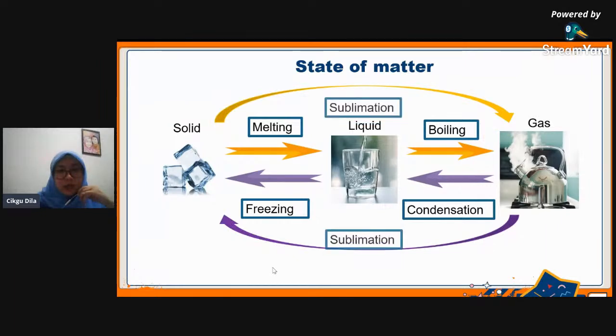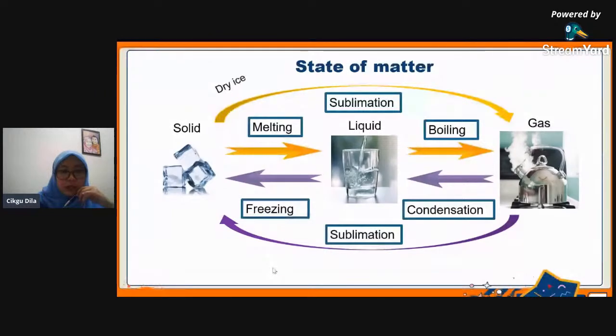If a solid converts directly into a gas, we call it sublimation, and the conversion of gas into a solid we also call sublimation. This one involves dry ice. From this, we can see the orange arrows from solid to liquid to gas. This process involves absorption of energy, whereas from gas to liquid to solid, this involves heat release.